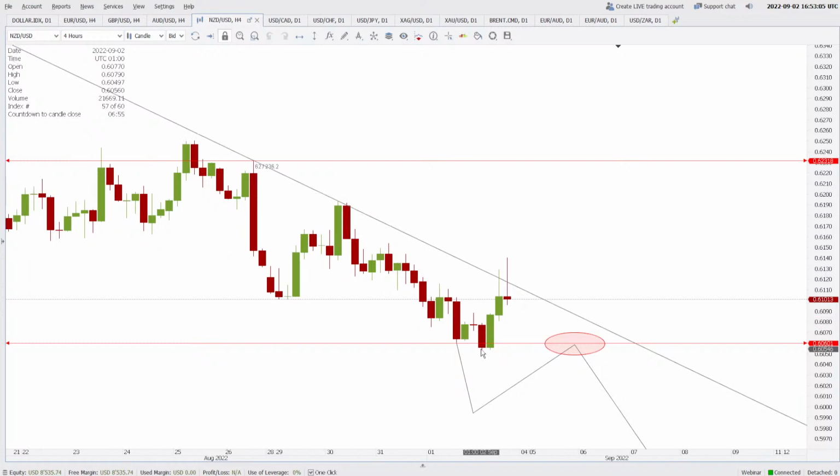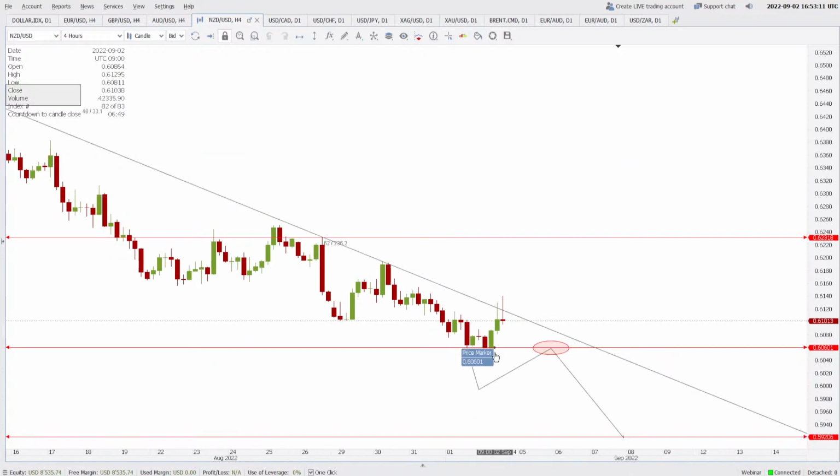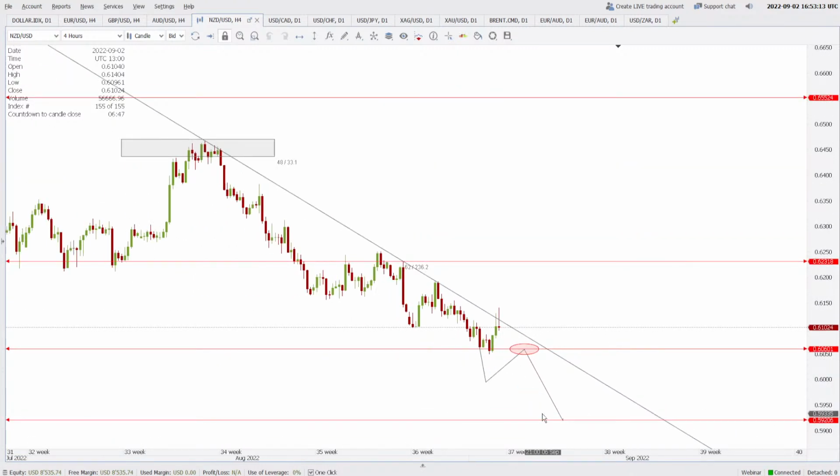Now if this low here, which the price has made below 0.6060, that is 0.6049, now if that is taken out, the next target is going to be 0.5920. The price is not going to stop after that and it will start moving toward 0.5920.